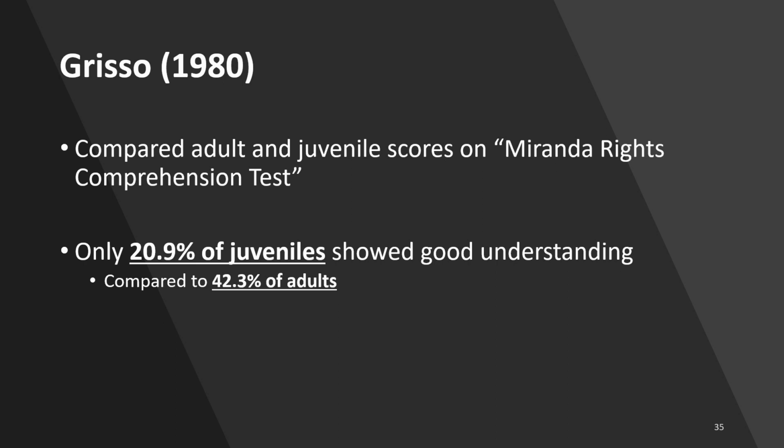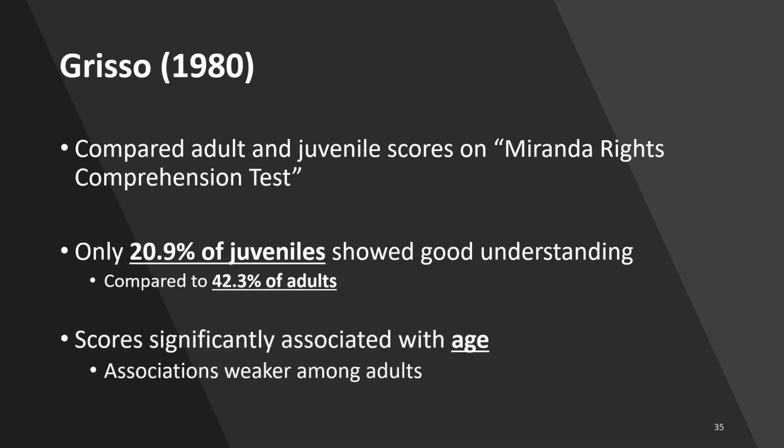And tying this back to age, this was in particular, again, shown around age 15, in that your understanding of Miranda rights was significantly associated with age, unsurprisingly, and that youth who were above the age of 15 were trending towards adults in their understanding, meaning that youth who were older than 15 years old were more like adults, or were becoming more like adults, in their understanding of Miranda rights.